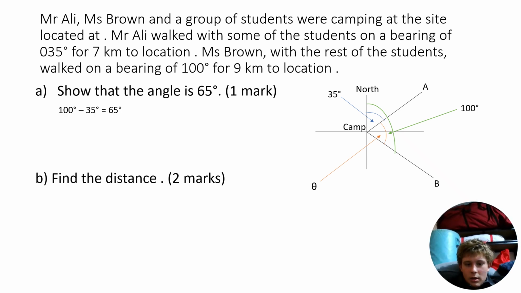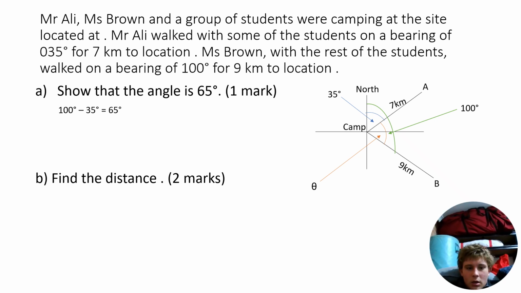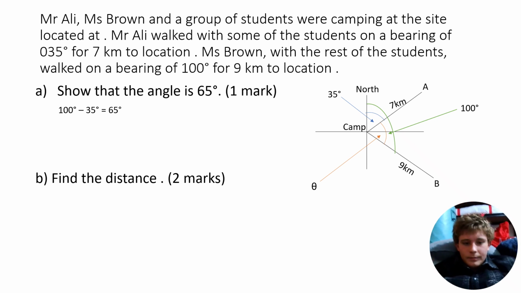If you see the diagram, you can clearly see that the blue plus the orange must equal the angle of green. So we just need to take the blue away from the green to get the orange. That means 100 minus 35 equals 65 degrees. And now we are on to part B, to find the distance.